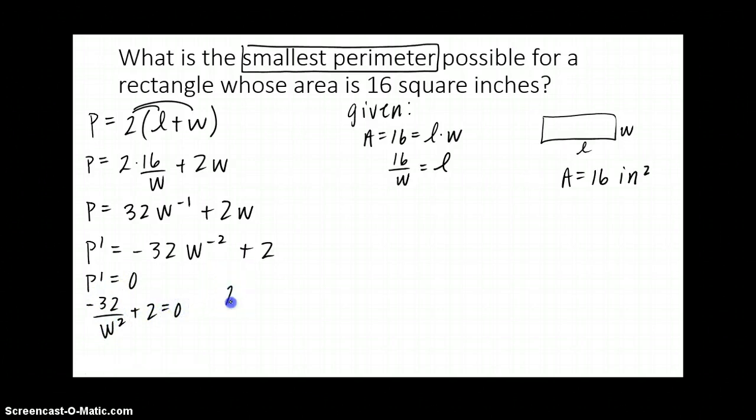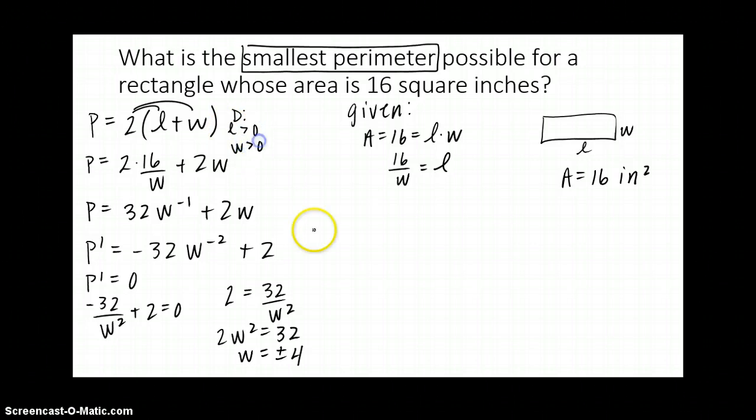Okay, so I get 2 equals 32 over W squared. I get 2W squared equals 32. Dividing by 2, W would be plus or minus 4. And then it says determine any endpoints if applicable. Alright, we're talking about perimeter here. So when I look at my domain of this function, I know that my dimensions have to be bigger than 0. Okay, now we get another critical value.